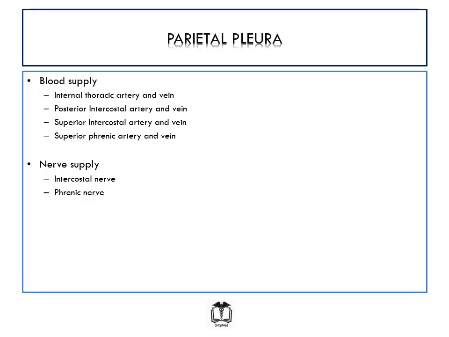The blood supply to the parietal pleura comes from a number of different arteries. These include the internal thoracic arteries and veins, posterior intercostal arteries and veins, superior intercostal artery and vein, and the superior phrenic arteries and veins. The nerve supply comes largely from the intercostal nerve and phrenic nerve.